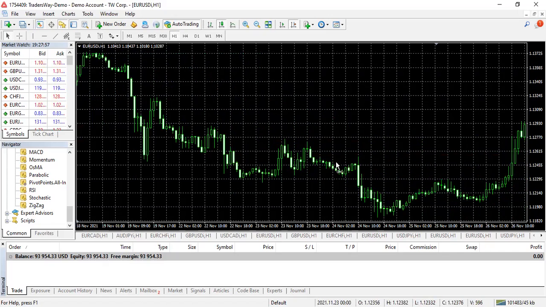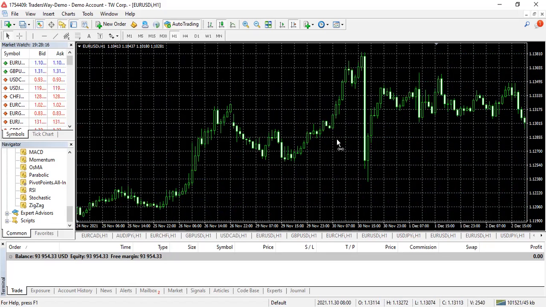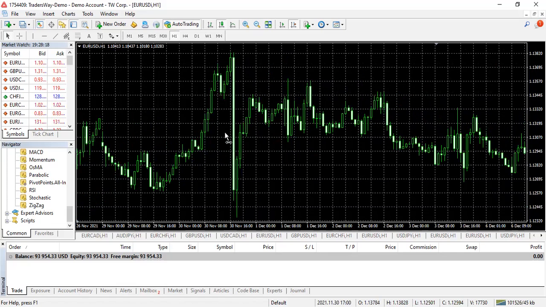Now, when you see a pattern like this, going up, going up, going up, like this is our support level. This is a resistance. It comes down. It makes this our support level. It goes back up. It makes this our resistance level. This is called an uptrend.